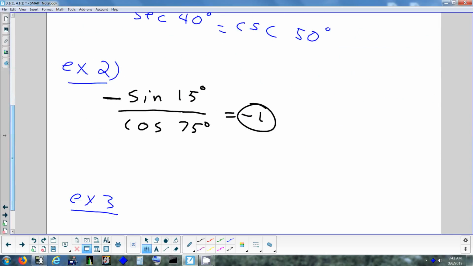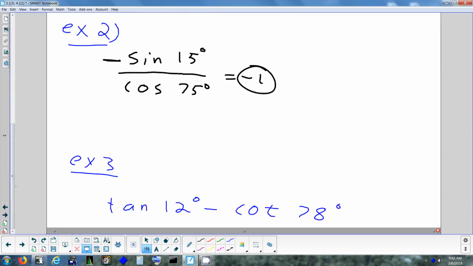Okay, let's try this one. The tangent of 12 minus the cotangent of 78. Okay, how about Jamichael? Tangent, cotangent. What are those called?